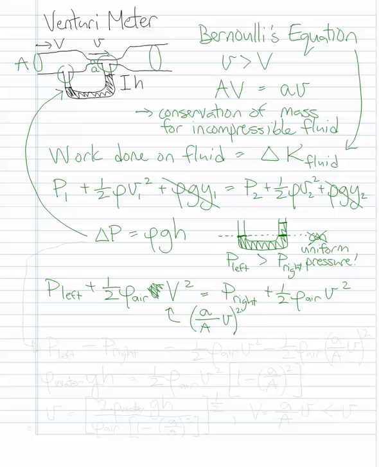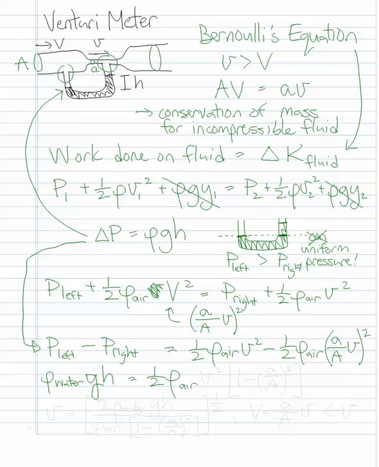Now the other thing I'm going to do is take P on the left side minus P on the right side, and that's equal to 1/2 rho air little v squared minus 1/2 rho air big V squared. Now I can substitute this in down here, and so I have the rho of water times g times h. And this is going to be 1/2 rho air times V squared times 1 minus little a over big A, squared.